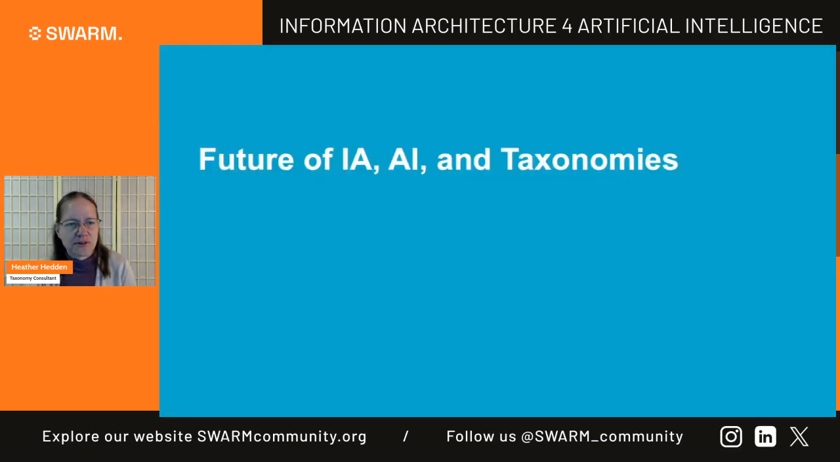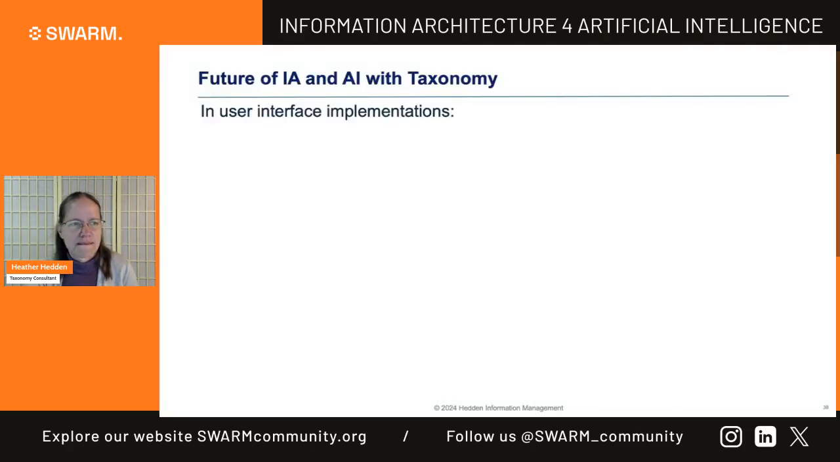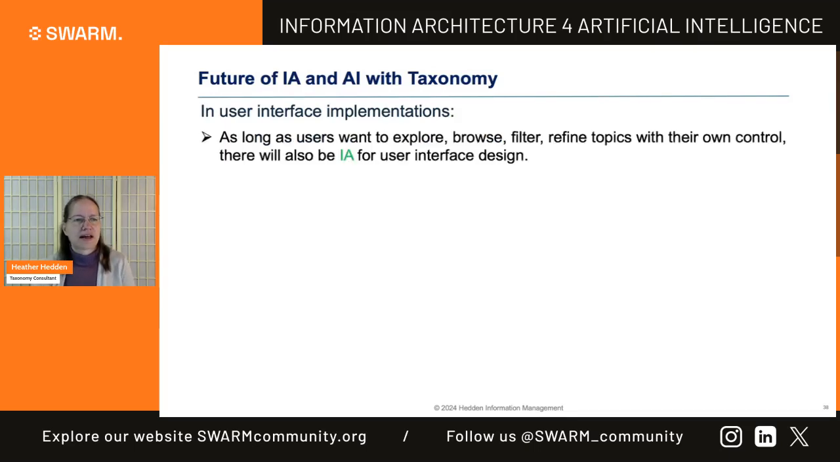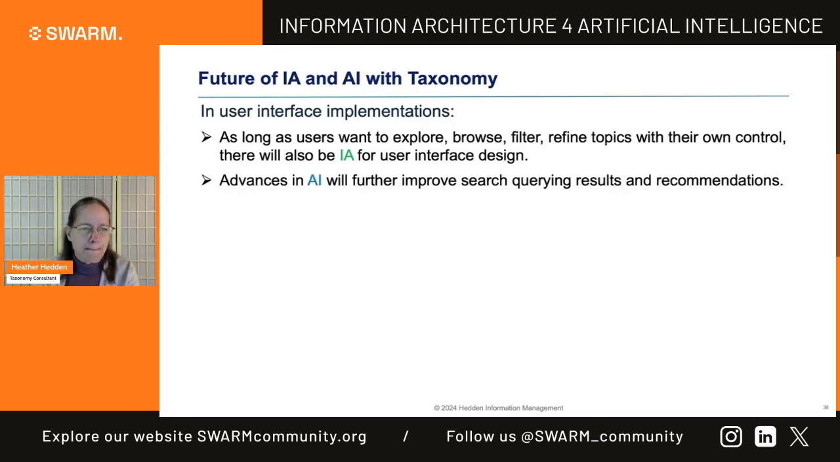And finally, the future of IA, AI, and taxonomies. So in user interface implementations, as long as users want to explore, browse, filter, and refine topics in their own control, there will also be IA for user interface design. Now, advances in AI, artificial intelligence, will further improve search querying results and recommendations.